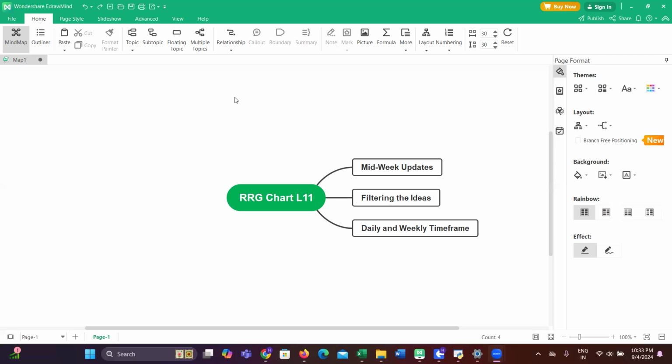And then I'll quickly cover filtering the ideas. In one of the posts, I got feedback asking how one should filter ideas based on RRG, and then the daily and weekly time frames to look at it, and what is significant. So let's look at that together.